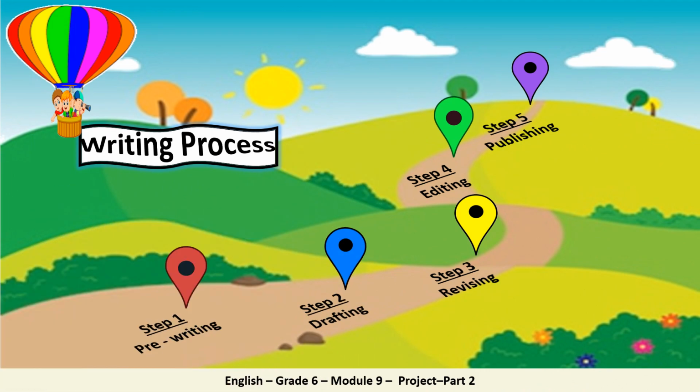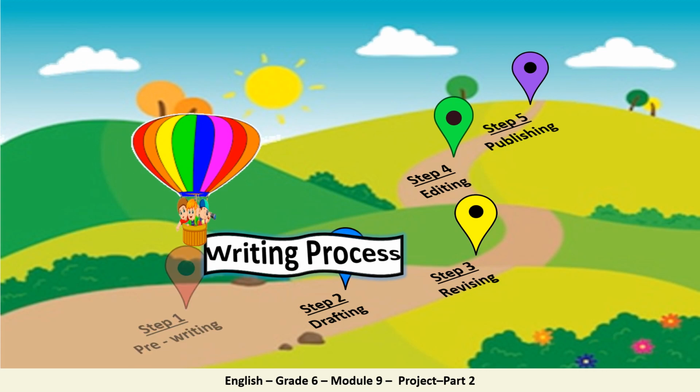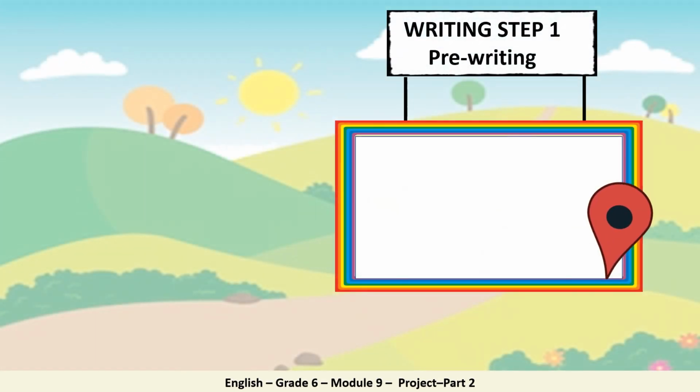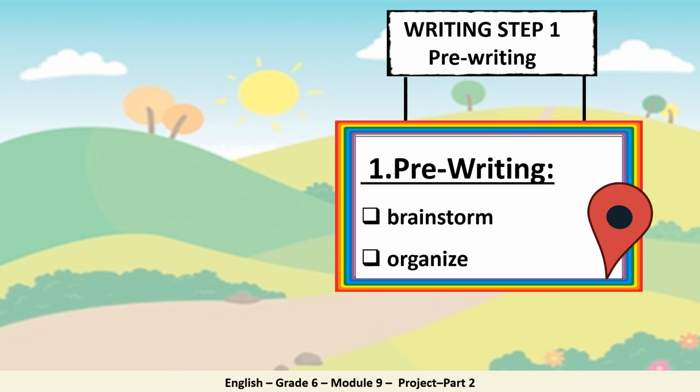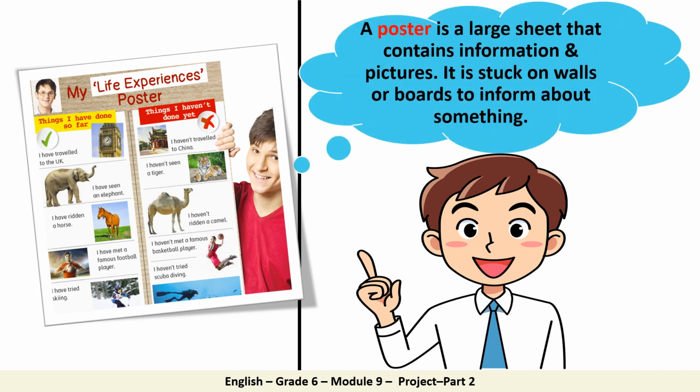Let's begin with the first step, which is pre-writing. In this step, you're thinking of your topic. In other words, you're brainstorming and organizing ideas. But before we start brainstorming, I'd like you to think about what is a poster. Very good. A poster is a large sheet that contains information and pictures. It's stuck on walls or boards to inform about something.